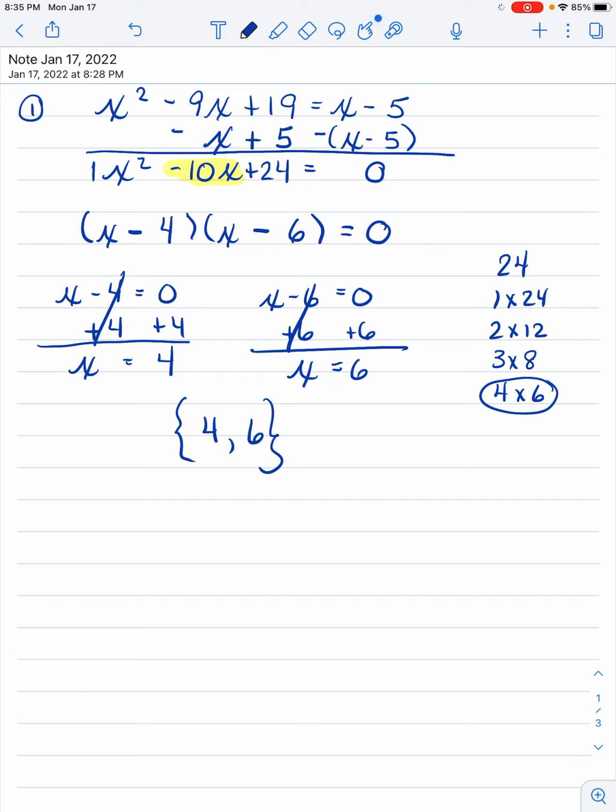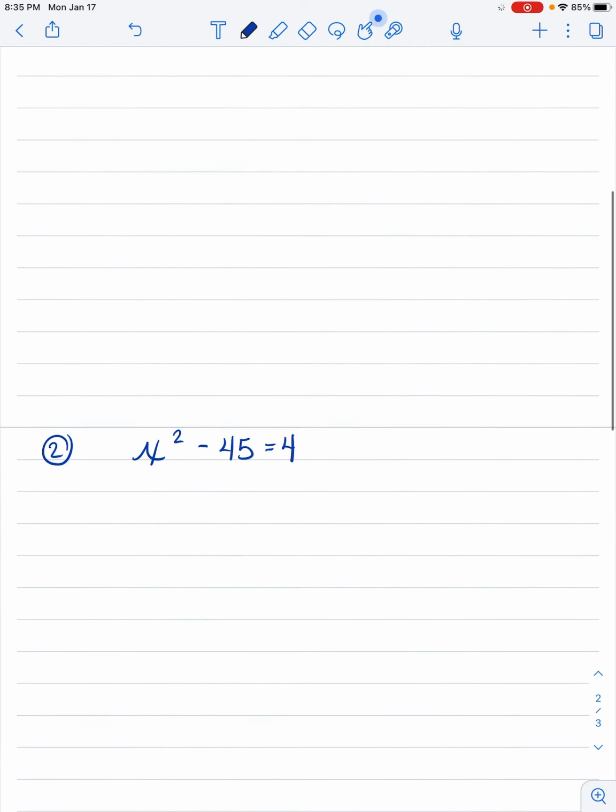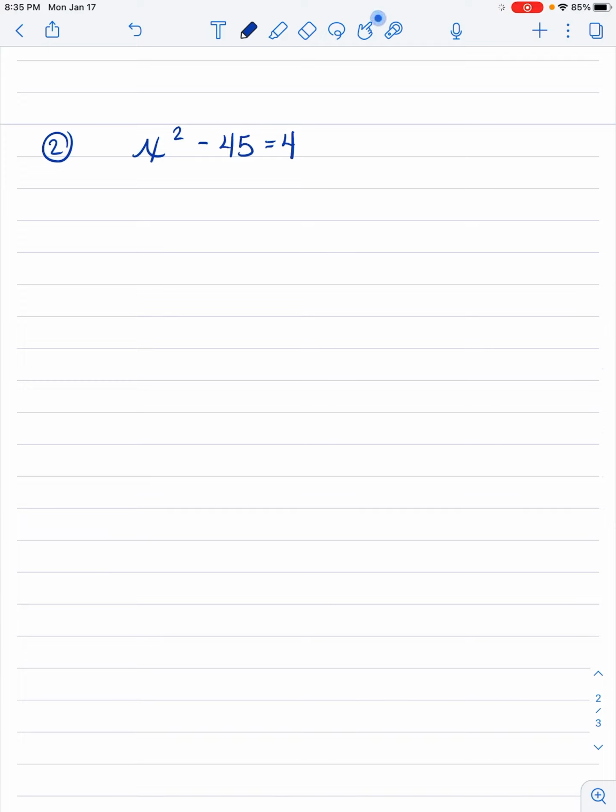Okay, now that's the first kind of trinomial that we're going to do. Now, the second one is a special case. First thing, again, we're going to set our quadratic to 0, so I have to subtract 4 from both sides. And this is going to be 0. And I'm going to have x squared minus 49 equals 0. Now, if you look here, there are only 2 terms here.